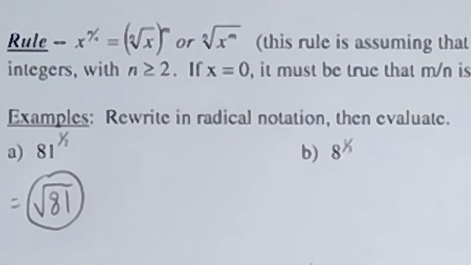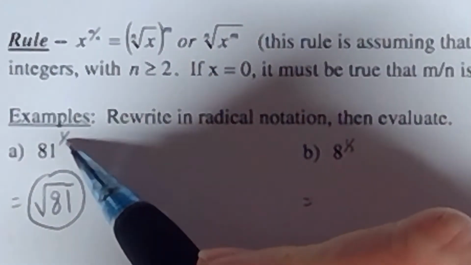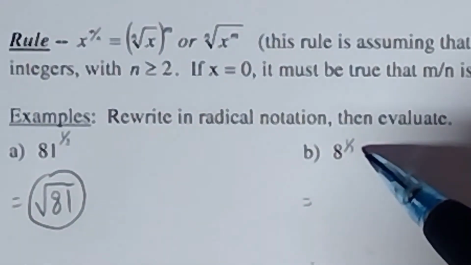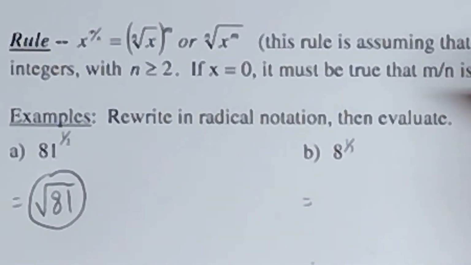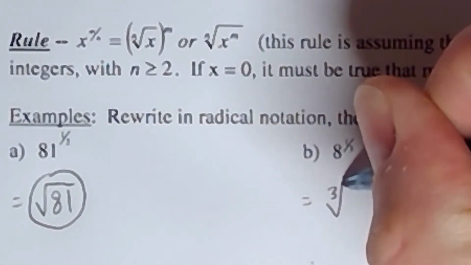Okay, so it makes sense then, as we go over to the next one, if you have instead of 1/2 power, you have 1/3 power, that instead of it being the square root, it's going to be the cube root. Okay?